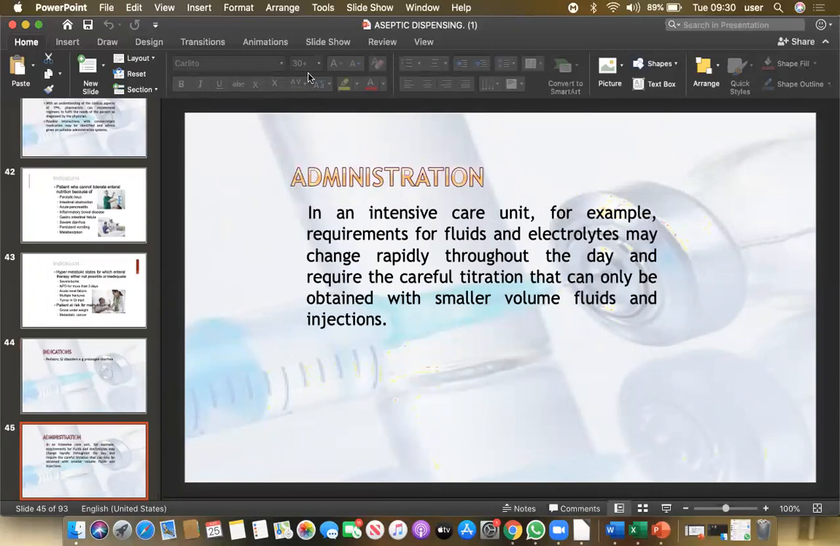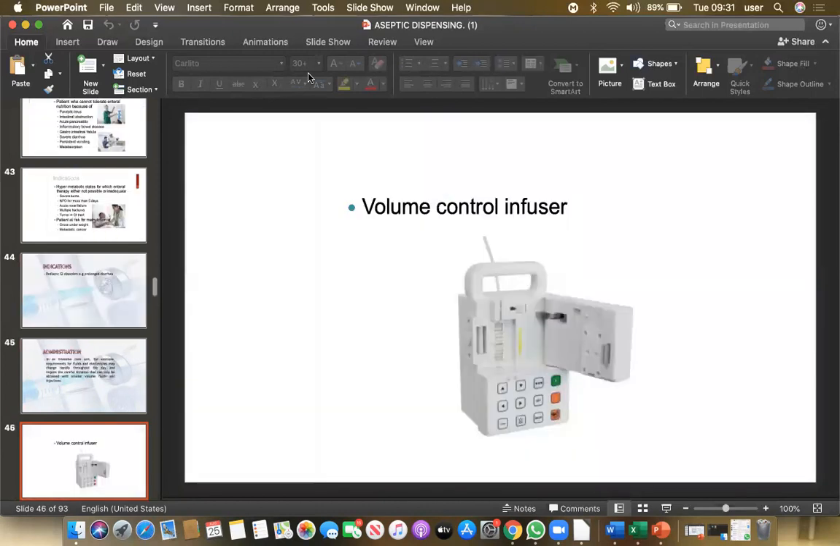So how is administration done? In an intensive care unit, for example, requirements for fluid and electrolytes may change rapidly throughout the day and require careful titration that can only be obtained with smaller volume fluids and injections. So to control the volume of parenteral nutrition, because they are larger volumes, you may have seen those drips, they are up to 1 liter volume.